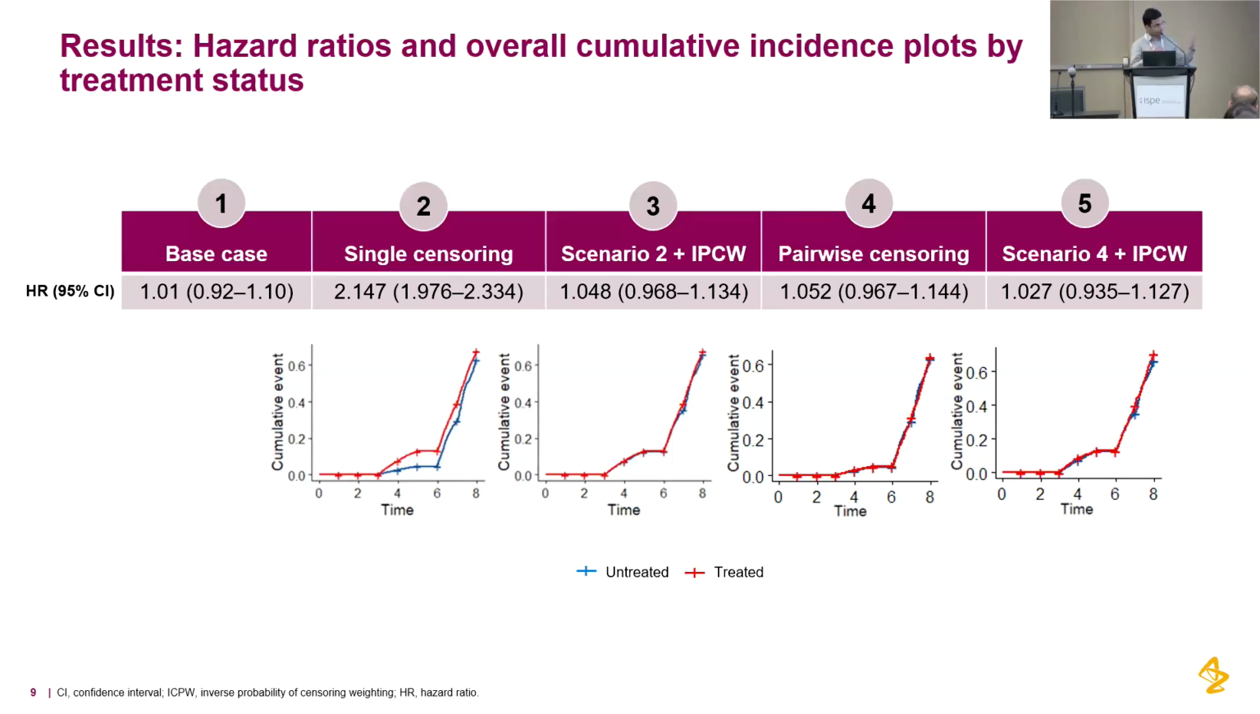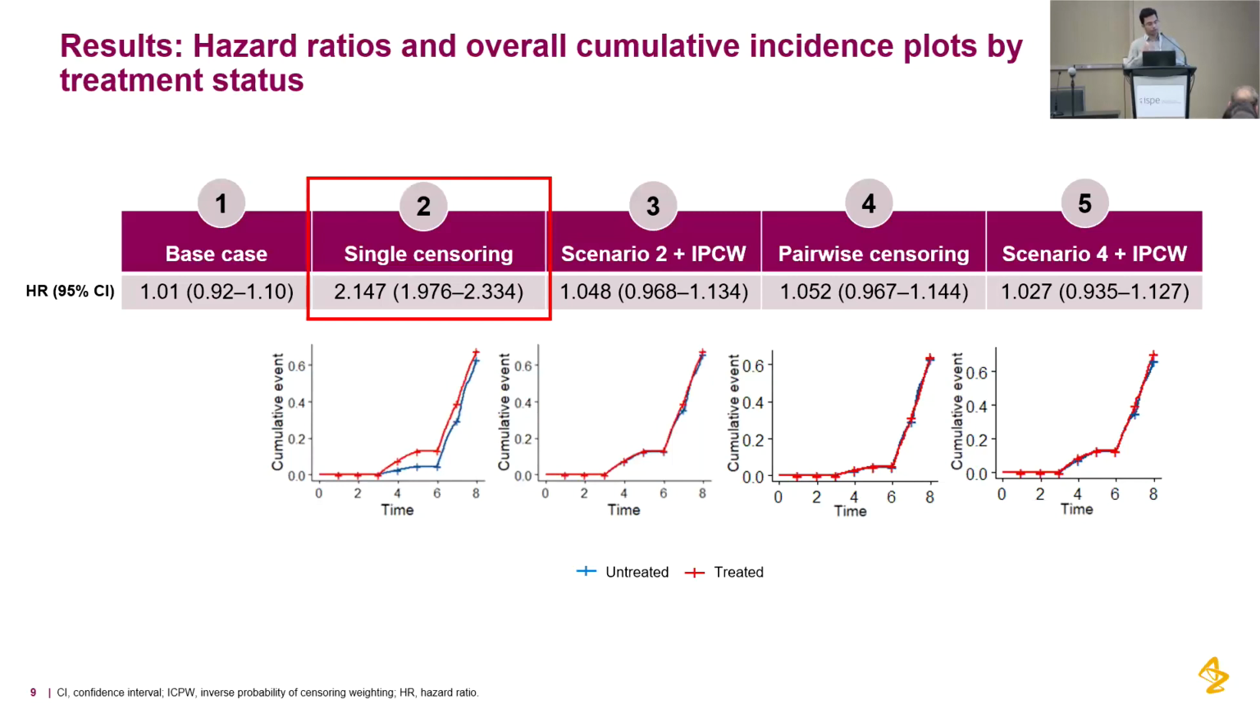So when we look at the results, we have in the base case a hazard ratio of 1, which makes sense because that's the truth and that's how we've modeled the simulation. But then when we look at scenario 2, where we had single censoring, we get a hazard ratio of 2.147, and both 95% confidence intervals are above 1. So clearly there's some bias here in scenario 2 when you do single censoring.